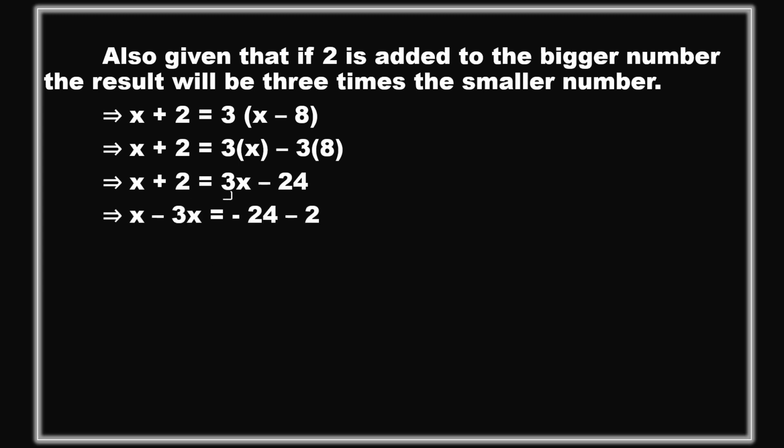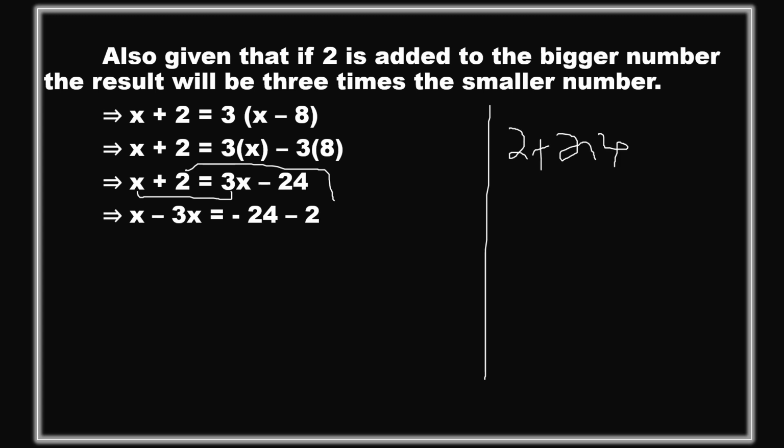Okay, or else you can send 3x to this side and 2 to this side. You can do it in this way, or else you can do it in this way also. 2 plus 24: I am sending the constant to the left side and the x to the right side. 3x will be there only, and here plus x, when it goes there, becomes minus x. In both the conditions you'll get the same answer.